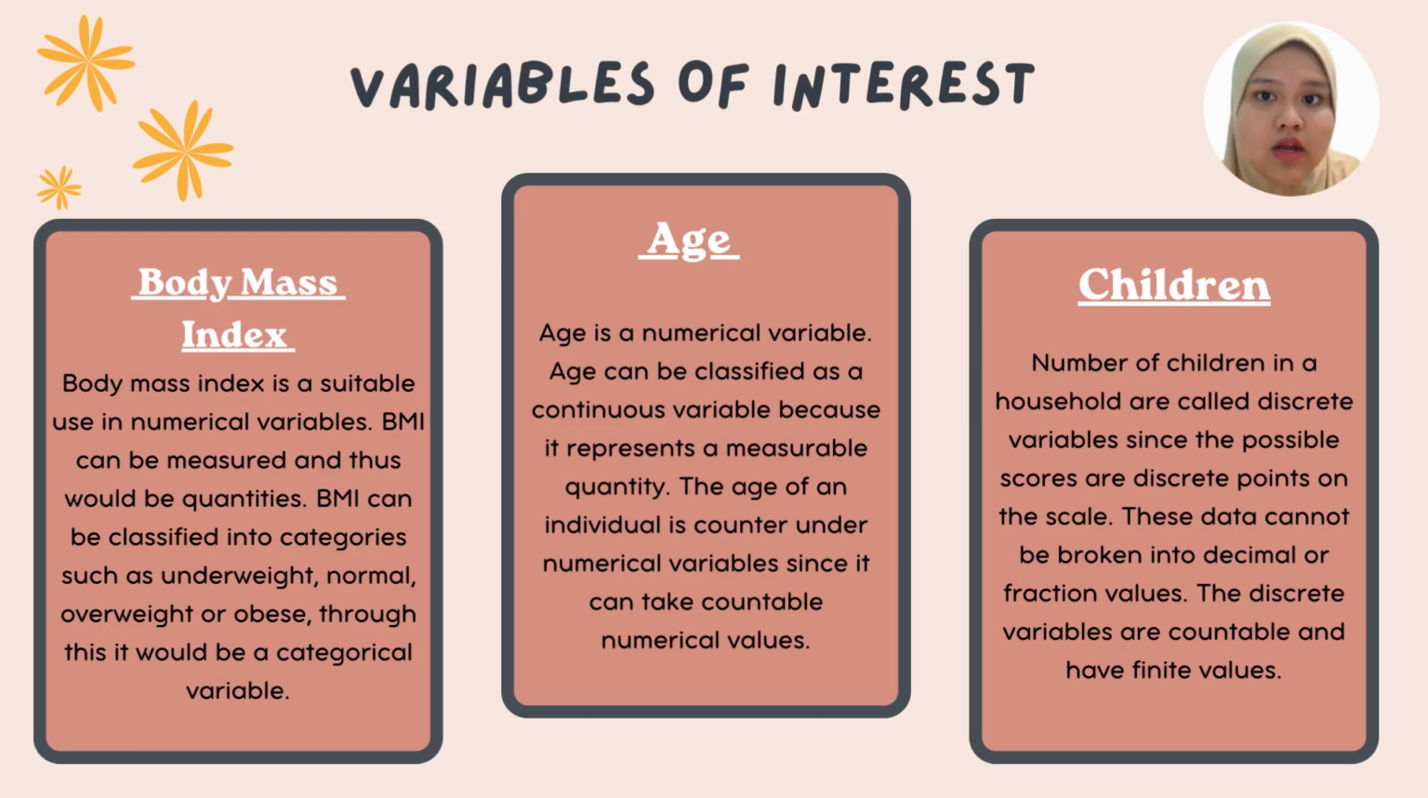Lastly, the number of children in a household is called a discrete variable since the possible scores are discrete points on the scale. This data cannot be broken into decimal or fraction values. These discrete variables are countable and have finite values.